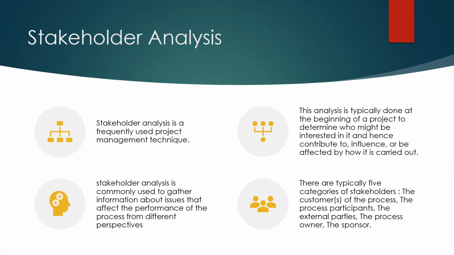There are typically five categories of stakeholders: the customers of the process; the external parties such as suppliers and subcontractors who are involved in this process; the process owner; the operational managers who supervise the process participants; and the sponsor of the process improvement, who are the executive managers who have a stake in the performance of the process.